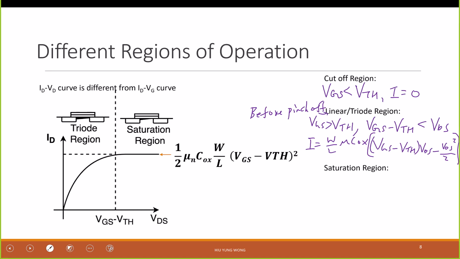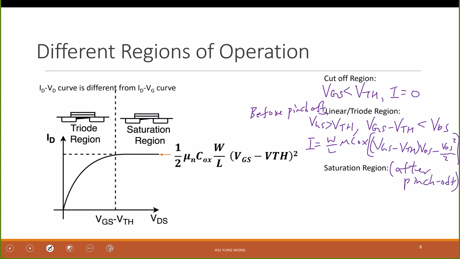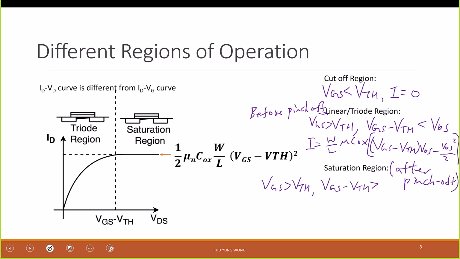Yeah, okay. But if we keep increasing the VDS, eventually you will have the pinch off. This is after pinch off occurs, right? And that is the case when, of course, you still need to turn it on with VGS larger than VTH. But now the VGS minus VTH is going to be larger than, I think I keep saying the wrong thing. Yeah, swap. Sorry, everyone, I say the wrong thing, right? This should be larger than VDS.